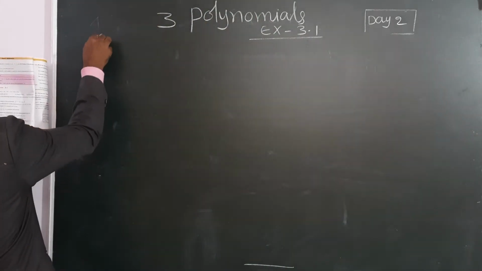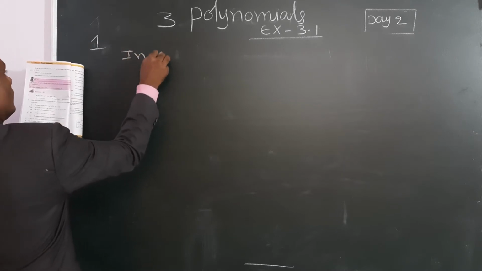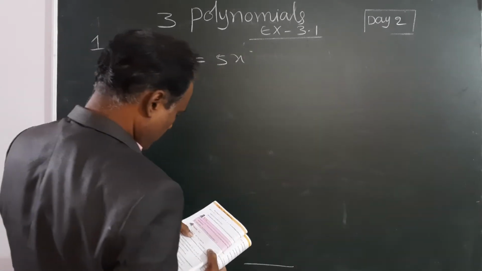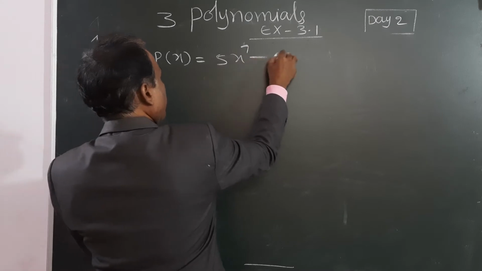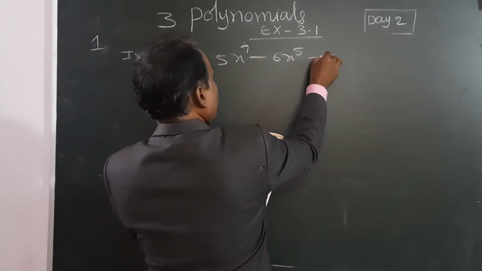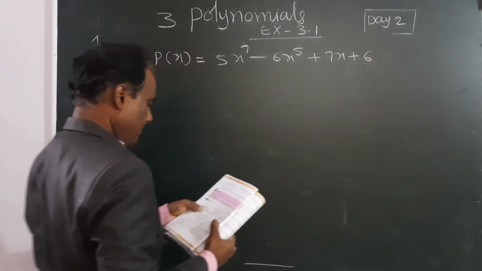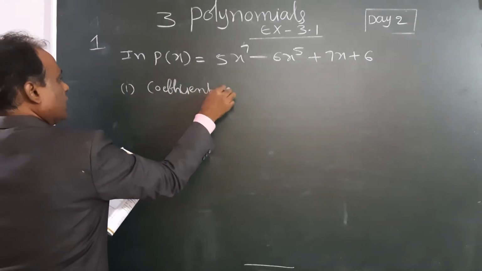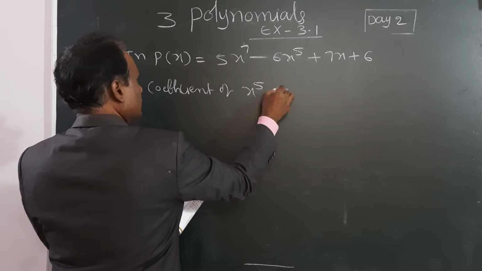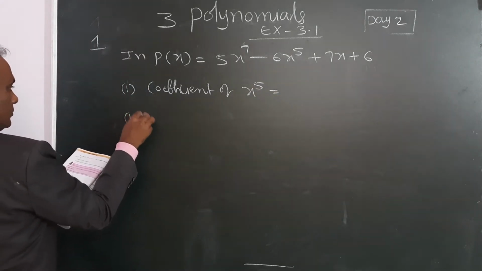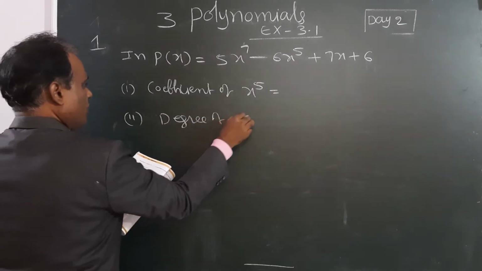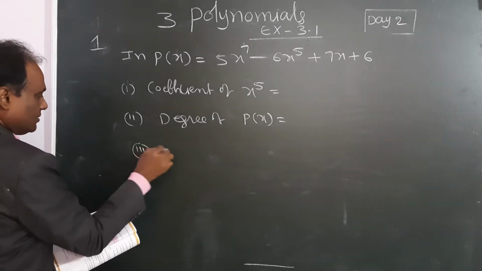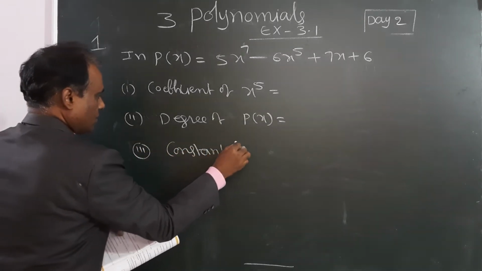First question, all of you open the textbooks. First question is: coefficient of x power 5, degree of p of x, and constant term. Simple questions.